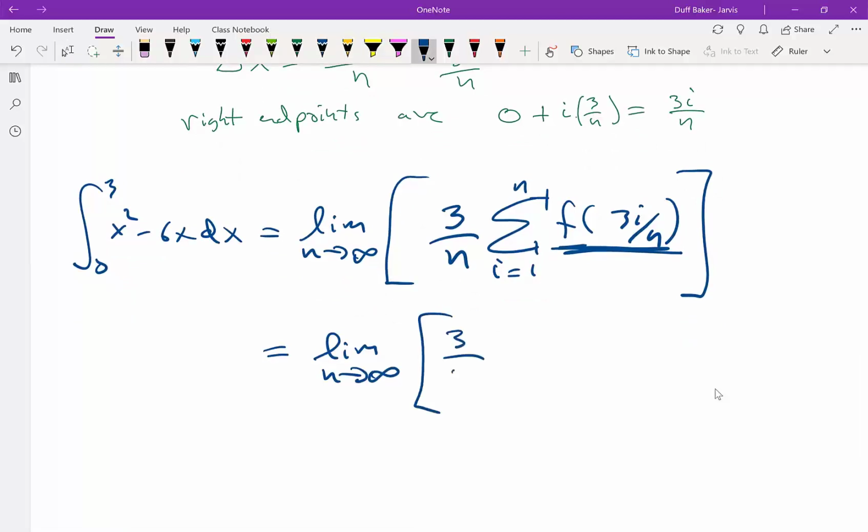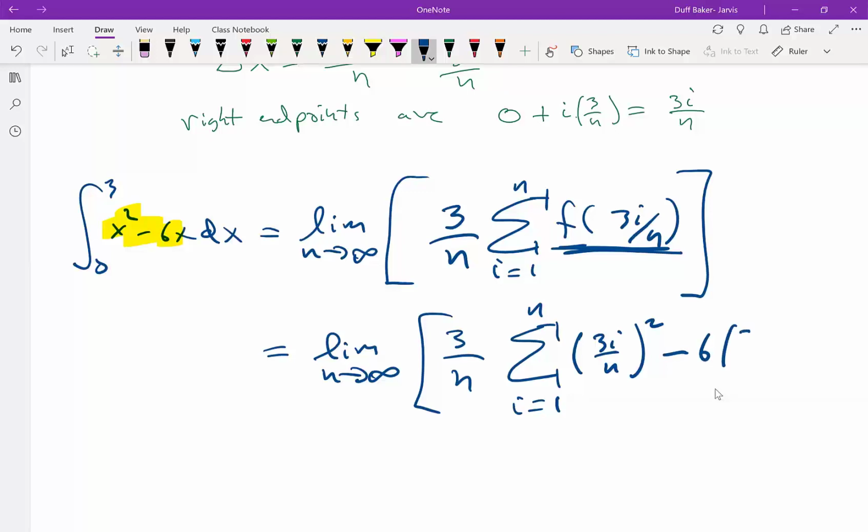Well, what it is, so this part all stays the same. And our f is here, right? And so I'm plugging 3i over n in for x. That'll give you 3i over n. That comes from plugging that into the x squared part, and then minus 6 times that. Okay, so we get something like this.